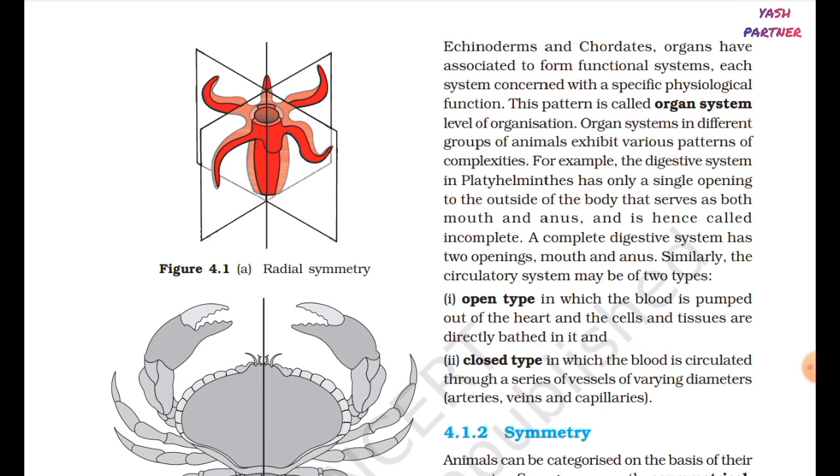For example, the digestive system in Platyhelminthes has only a single opening to the outside of the body that serves as both mouth and anus and hence is called incomplete. A complete digestive system has two openings, mouth and anus. Similarly, the circulatory system may be of two types. First, open type, in which the blood is pumped out of the heart and the cells and tissues are directly bathed in it. And second, closed type, in which the blood is circulated through a series of vessels of varying diameters, arteries, veins, and capillaries.